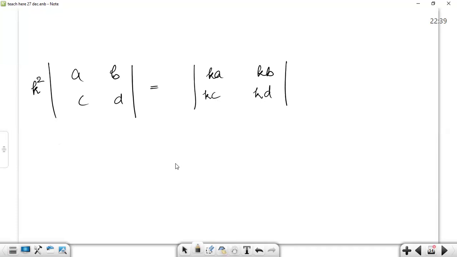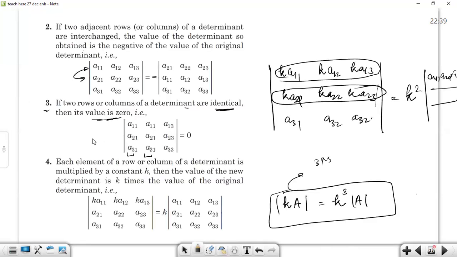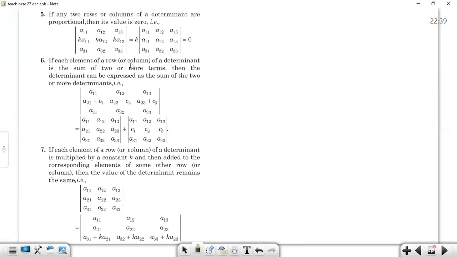This is how we can take common from any particular row. So if we have taken common from the first row, k, and also k from the second row, then k into k becomes k square. Now is that clear, everyone? Yes, sir. Okay, so let's move ahead then.